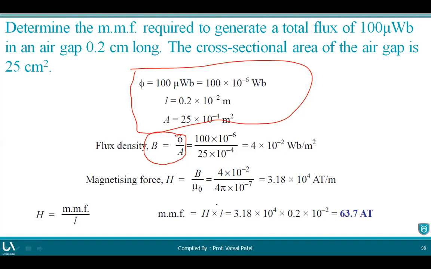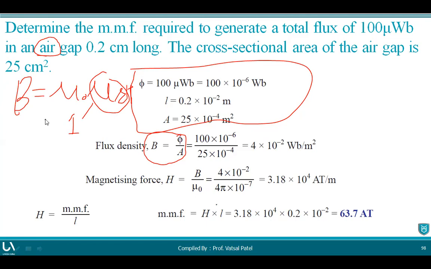Now the magnetizing force H is equal to B divided by mu 0. The actual relation between the flux density and field intensity is B equal to mu 0 mu r into H. This mu r is equal to 1 because we have considered this in air, and for air this mu r component becomes 1. So right now we are assuming the relative permeability of air as 1, and for the rest, after considering this for the air gap, B is equal to mu 0 into H.